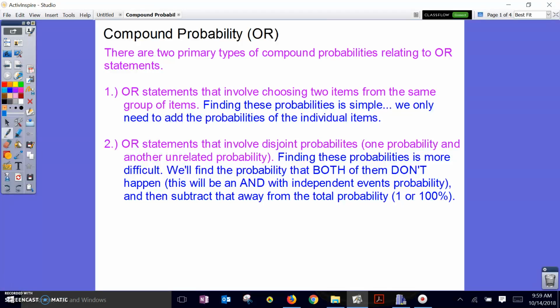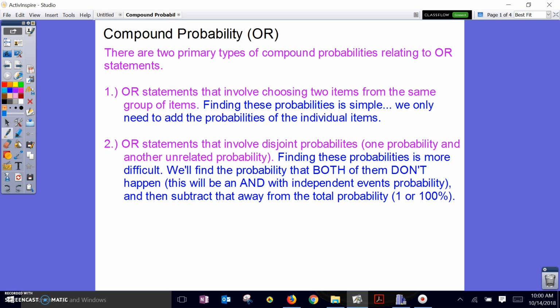But this video is going to primarily focus on the second kind. These are or statements that involve disjoint probabilities, one probability and another unrelated probability. What is the probability that it rains on Saturday or on Sunday? Finding these is a lot more difficult.